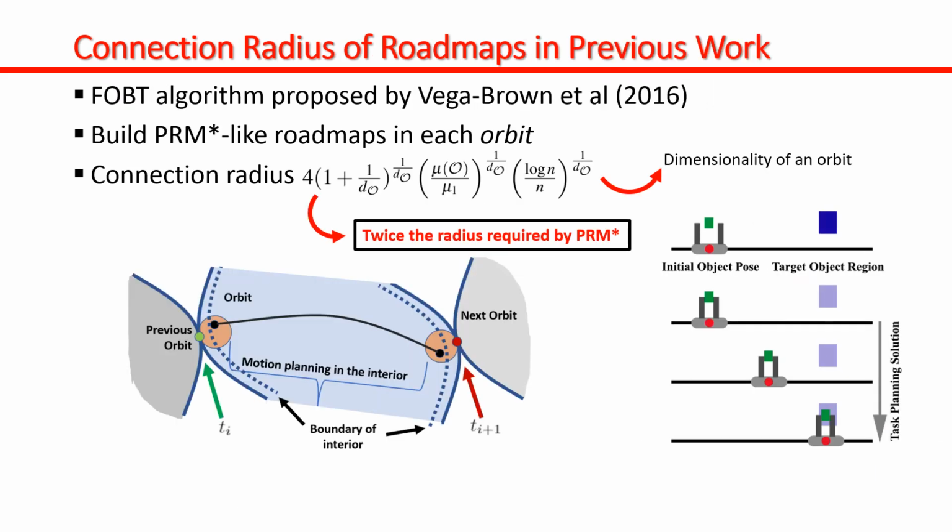Previous work by Vega-Brown et al. narrowed down the theoretical conditions necessary for task and motion planning to be asymptotically optimal. They argued that you need to construct roadmaps within each orbit that use a connection radius that is twice that required by PRM star for motion planning. Now, since this radius is now larger, the computational load is also expected to be much heavier because you would be evaluating more edges. So the question now becomes, is such an inflation of radius necessary?